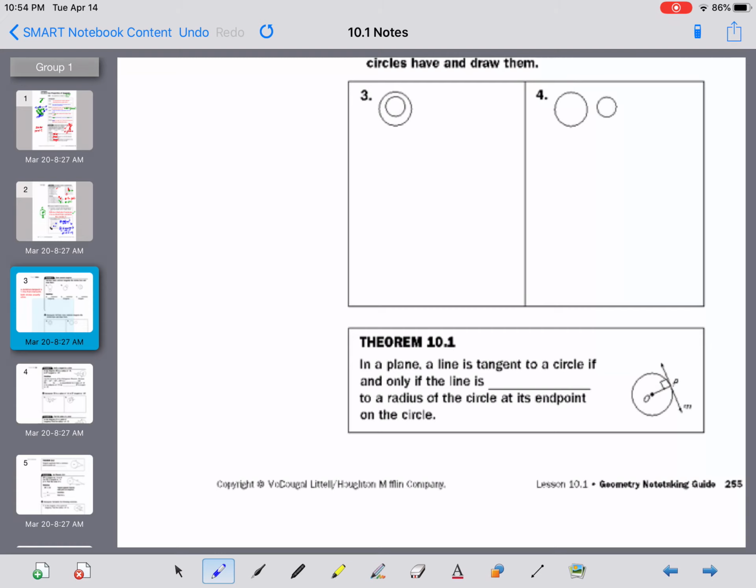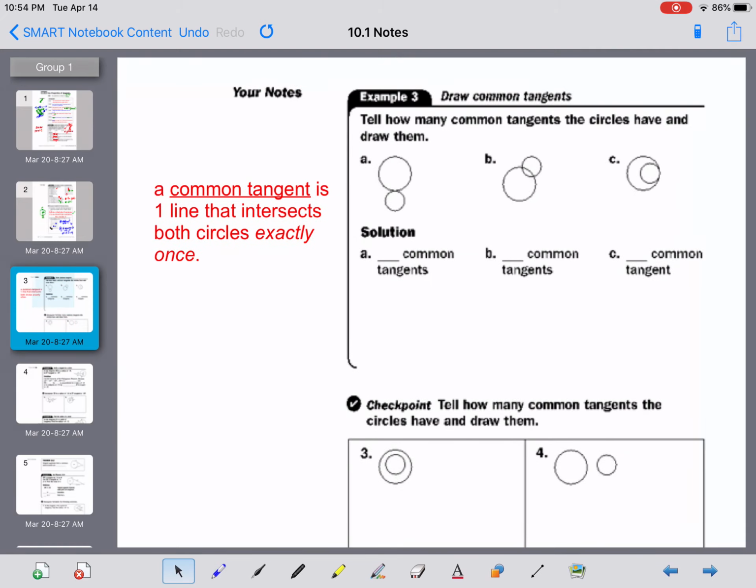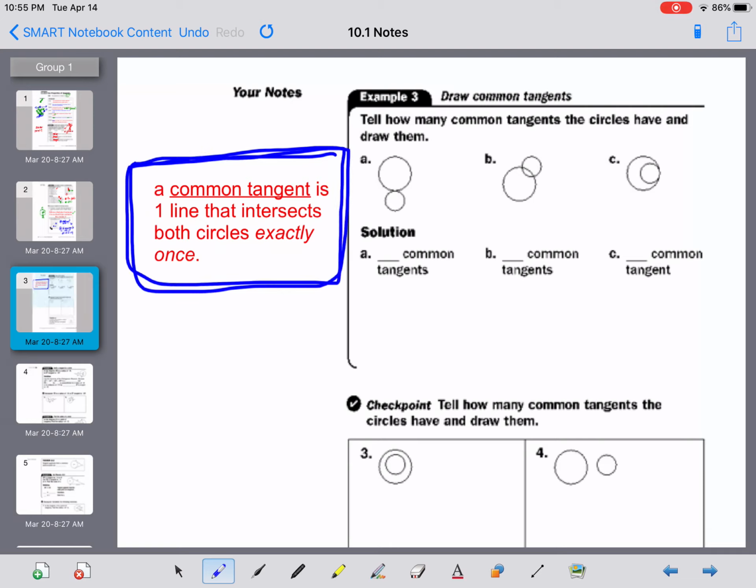Moving on to page 3. Common tangents. Make sure you copy down this definition from the margin because it's super important to know what a common tangent is. On a common tangent, we need to talk about more than one circle. Typically, we talk about two. I'm looking for lines that intersect both circles at the same time. Remember, a tangent can only touch the circle once. So when I take a line, it needs to touch both circles, but only once on each circle.